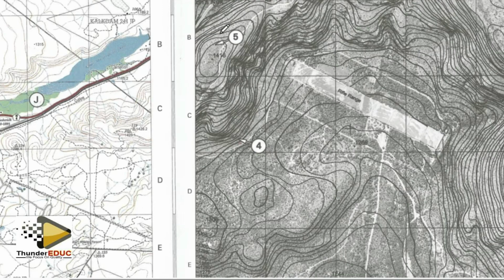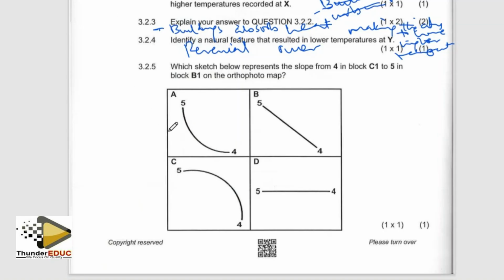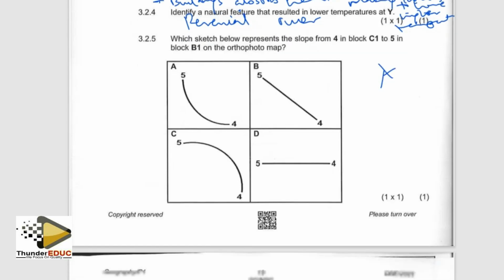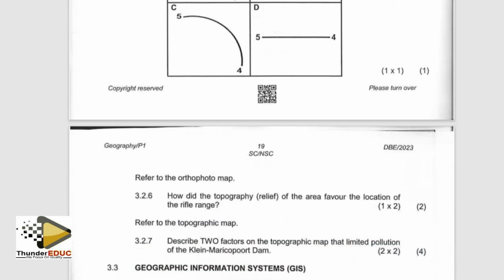The orthophoto map here, we are looking at 4 and 5, from 4 to 5. This is a higher area, this is a lower area. So the contour lines are increasing going upwards. When the contour lines are increasing going upwards, it tells us A. Okay.